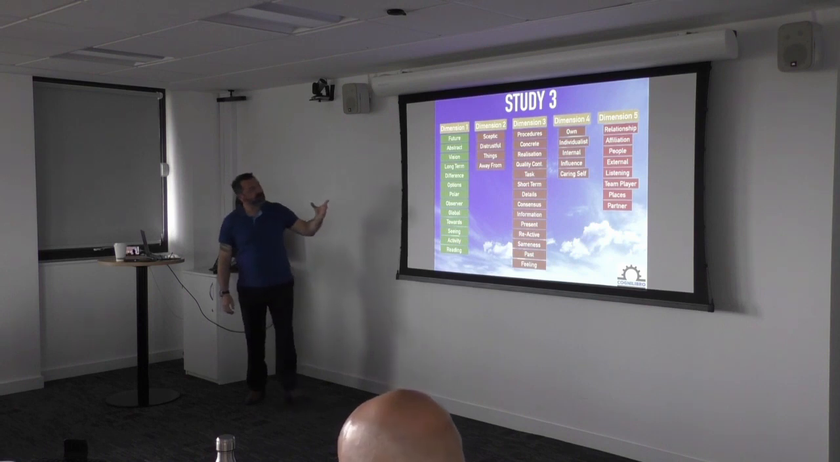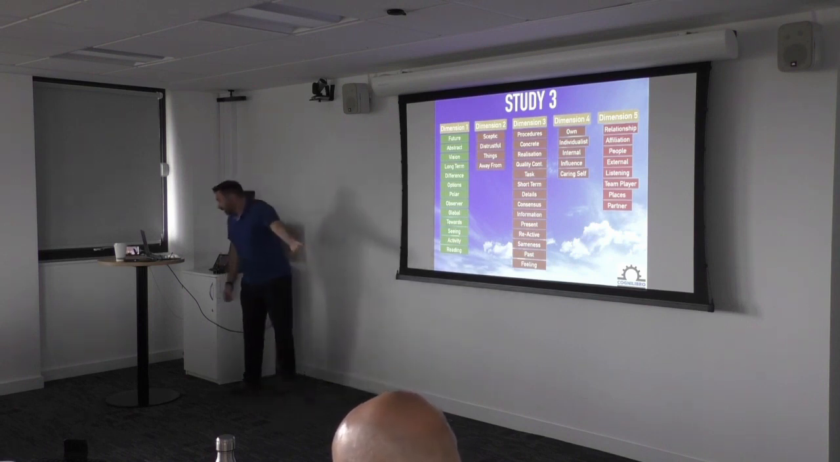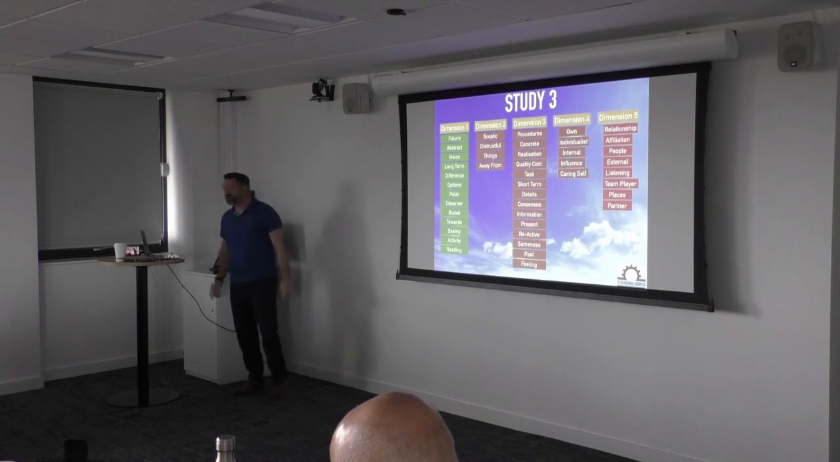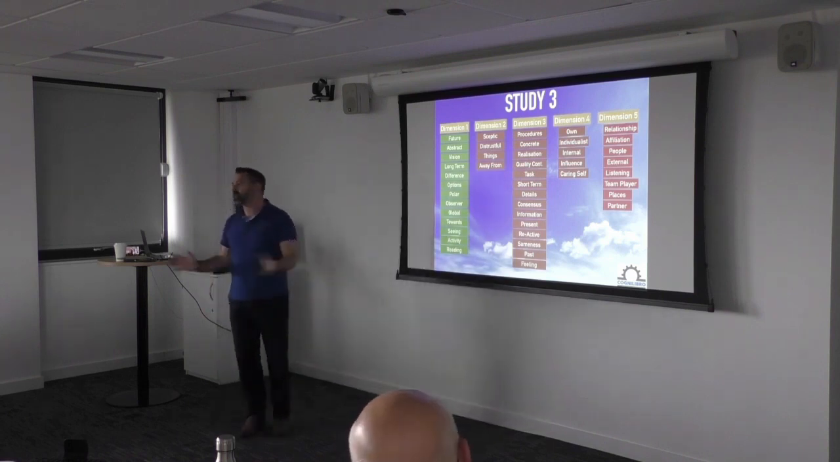So, this is a factor analysis, and the 5 factors here explained 47.9% of the variance. Does anybody know what that means?